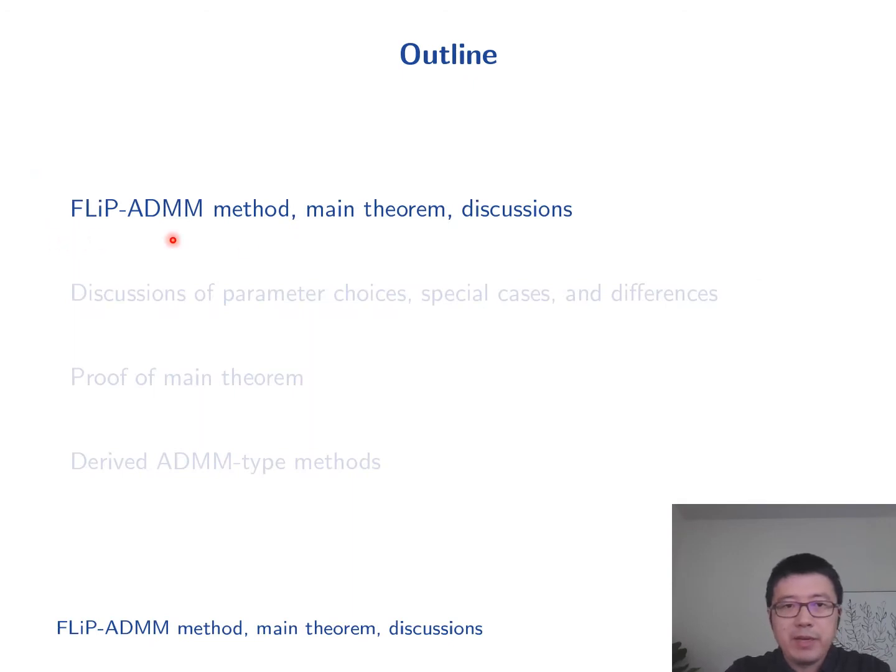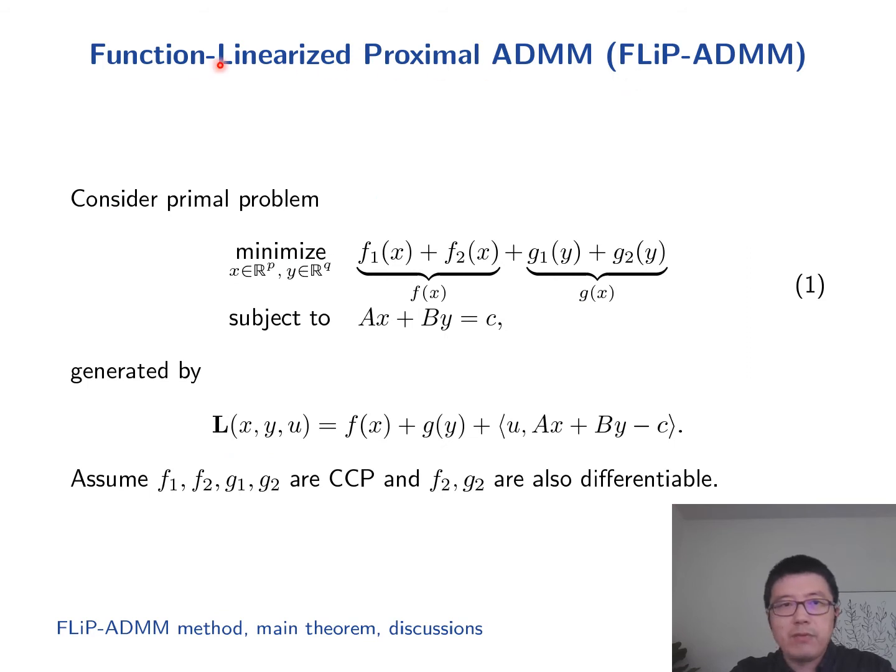Let's start with FLiP-ADMM method, main theorem, and discussions. FLiP-ADMM stands for Function Linearized Proximal ADMM, or Alternating Direction Method of Multipliers. It solves the problem where we minimize f of x plus g of y, subject to Ax plus By equals c, when we further divide f into f1 plus f2, g into g1 plus g2. This is a typo, it should be g of y. And we assume all these functions are CCP and f2 and g2 are differentiable.